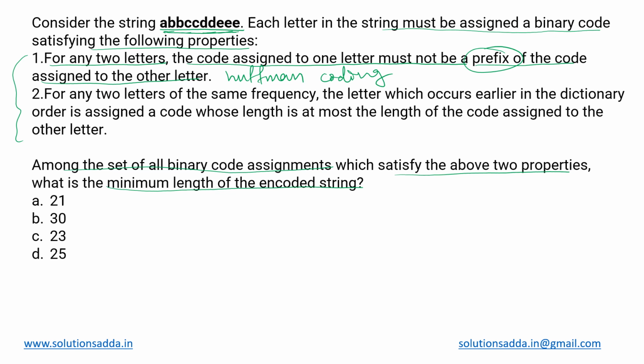And the next property is saying that for any two letters of the same frequency, the letter which occurs earlier in the dictionary, which means if, let us say, in our example, B, C and D all have the same frequency. So when such a collision happens, then the letter which occurs earlier in the dictionary, which means B in this case, the one which is alphabetically smaller. So what has to be done with it?